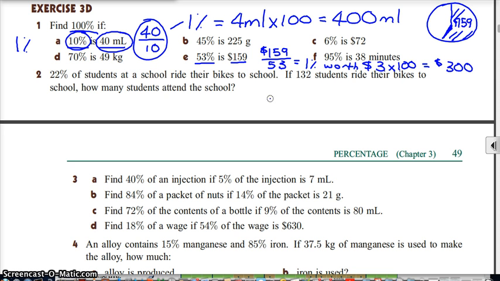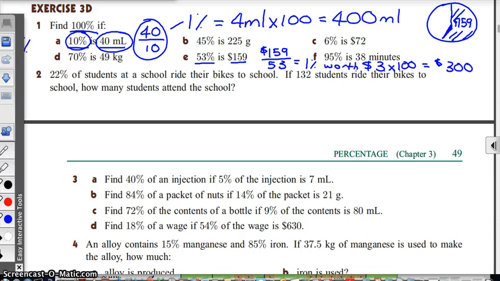Now, that's relatively simple, I hope. How would we go about this one, Sam? 38 divided by 95 would give you that 1%, and then you times it by 100. Okay, so you get the picture there.